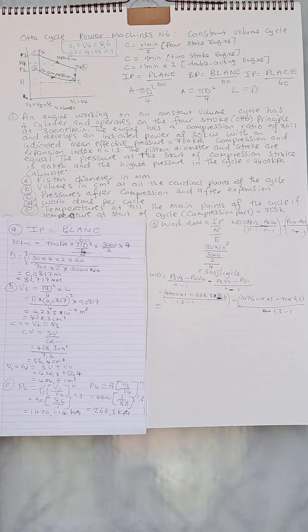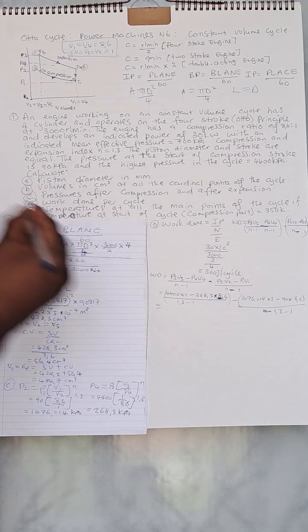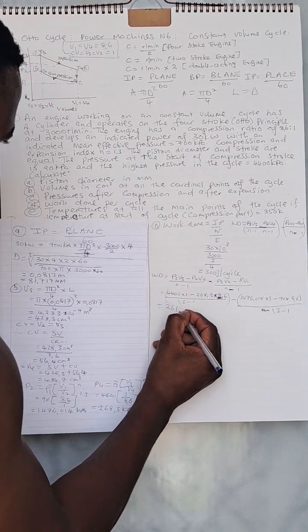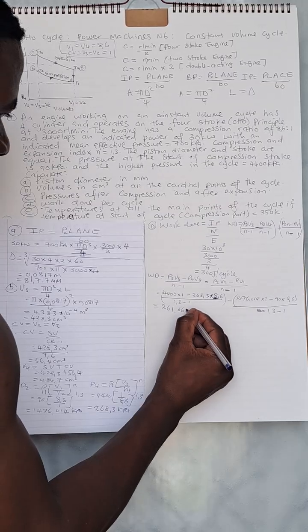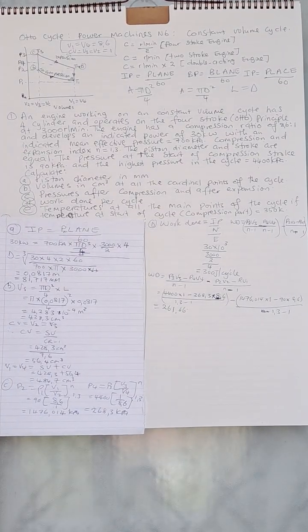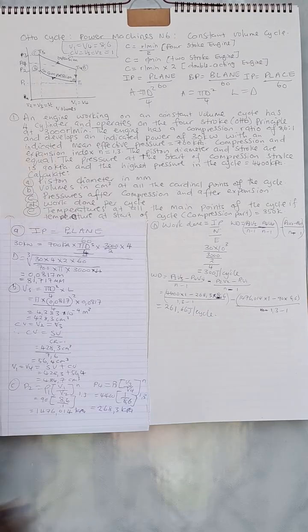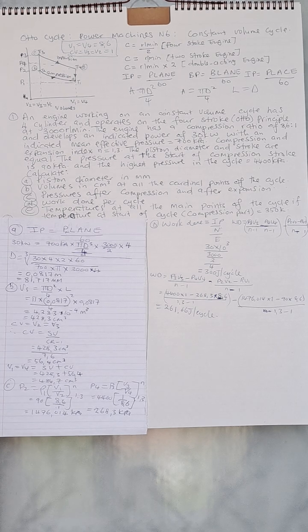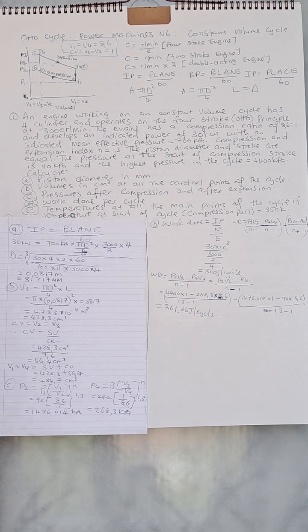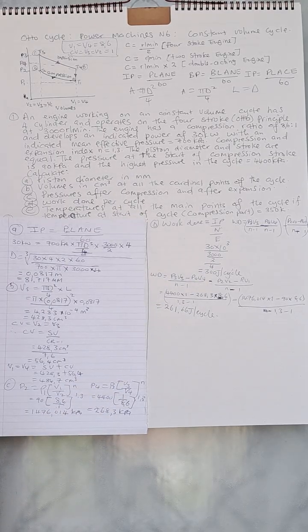Let us see what we are getting. I'm getting my answer as 261.66 joules per cycle. So these are the two answers which you can get on this part. They are different values, but they are both acceptable.